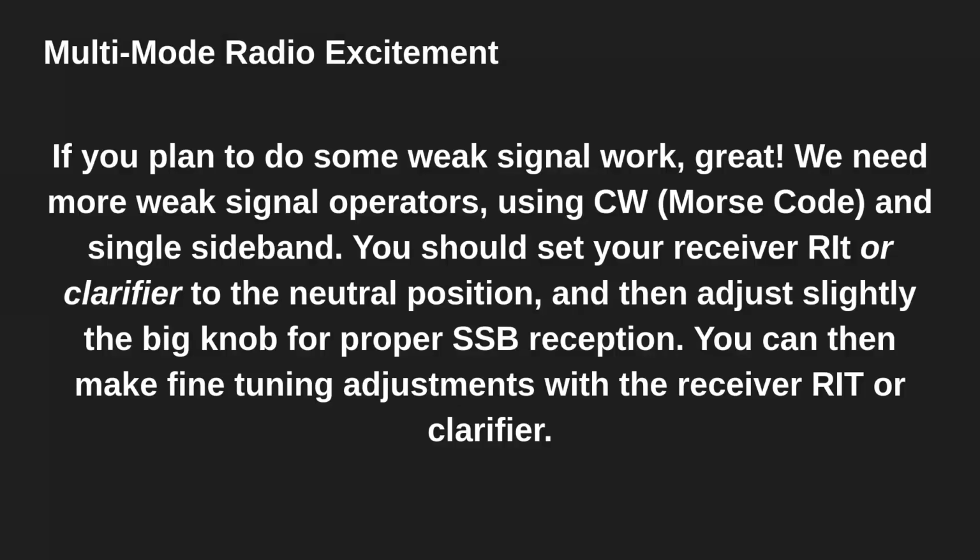All right, if you plan to do some weak signal work, great. We need more weak signal operators, which is CW, or Morse code, and single sideband. You should set your receiver RIT, or the clarifier, to a neutral position. Then you adjust slightly with the big knob for the proper single sideband reception. You can then make fine-tuning adjustments with the receiver RIT, or clarifier.